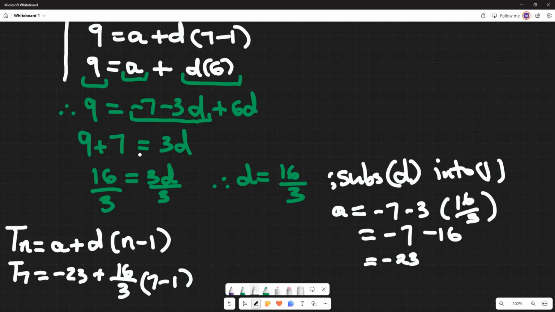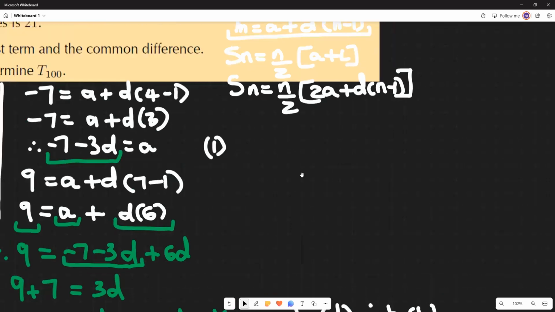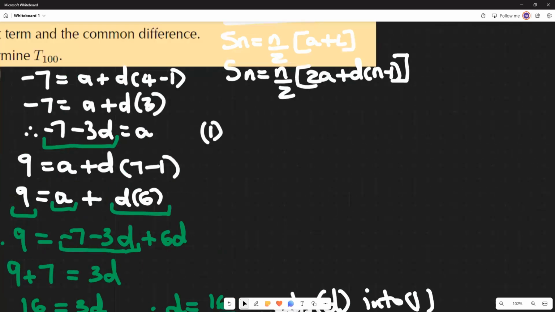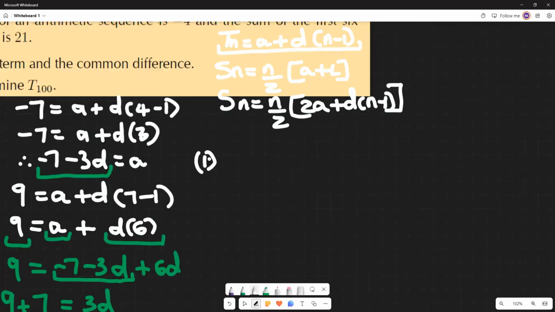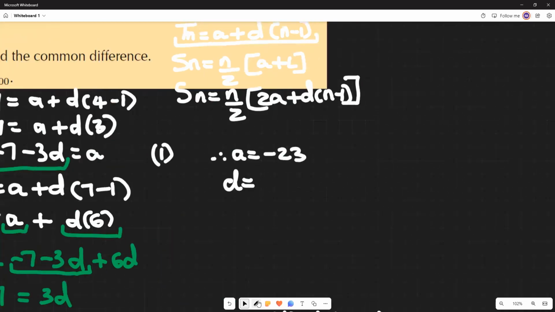Which gives us 9. If you press that on a calculator with me, you should get 9. Now you know that you have solved your values properly. So we can go back and see what we have and what we still need. So let's see, my A is negative 23. Okay, let me just list them here. So therefore, my A is negative 23 and my D was 16 over 3, I think. Yes. My D is 16 over 3.